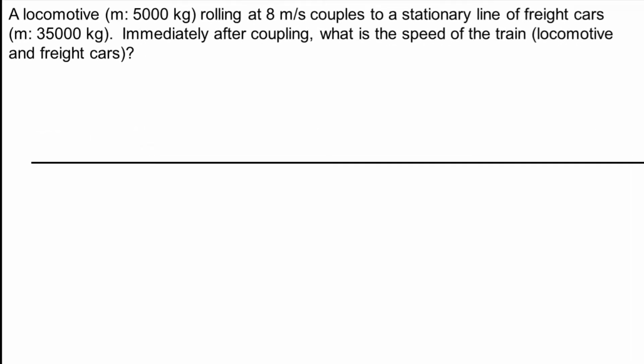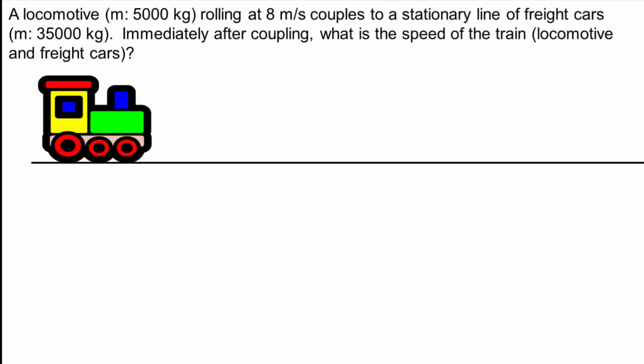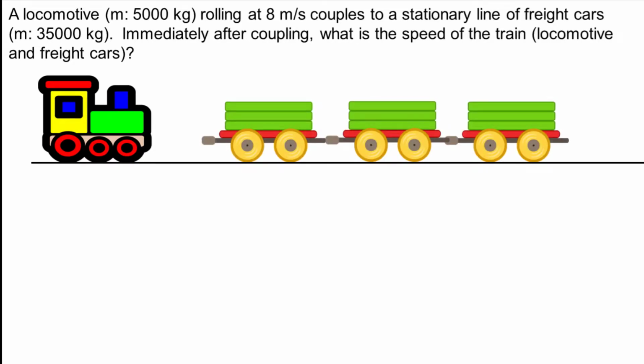A locomotive, mass of 5,000 kilograms, rolling at 5 meters per second, couples to a stationary line of freight cars with a mass of 35,000 kilograms. Immediately after coupling, what is the speed of the train? That's the locomotive and the freight cars together.